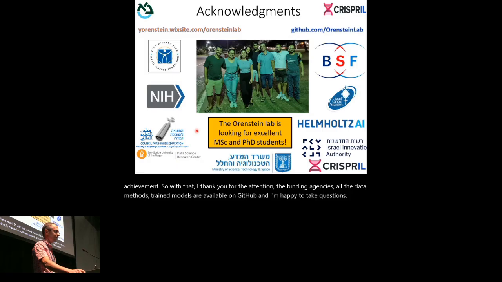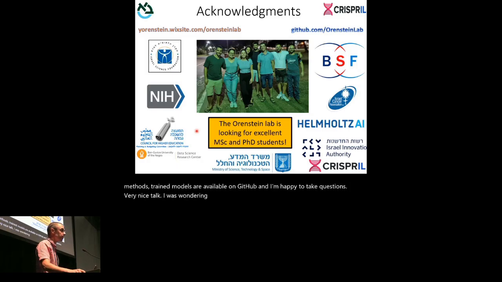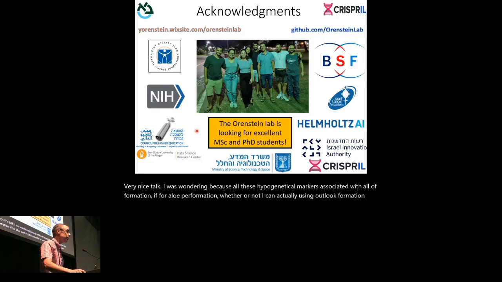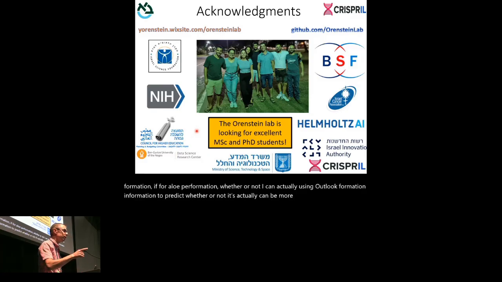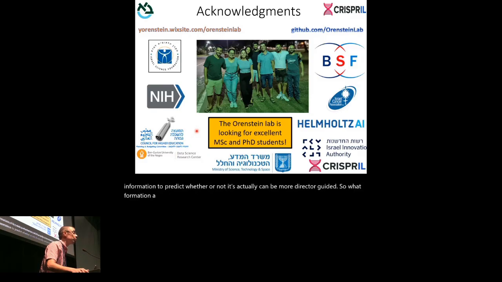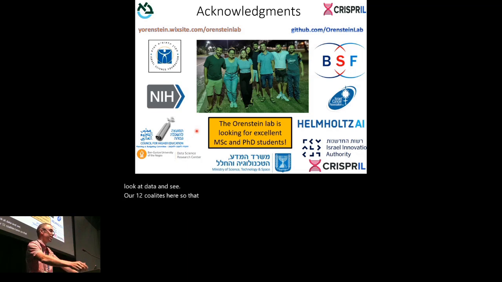Very nice talk. I was wondering, because all these epigenetic markers are associated with R-loop formation, whether using R-loop formation information to predict could be more directly guided. What formation? R-loop. R-loop, okay. Yeah, that's a good idea. We didn't try it, but we can take R-loop data and see how well it correlates. Maybe there are other epigenetic factors that are correlated with those. We can try.